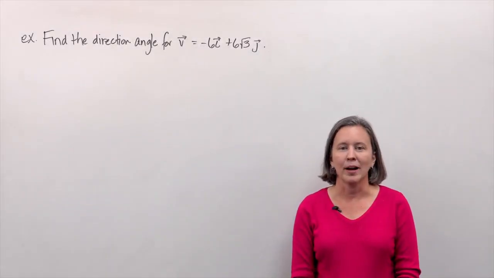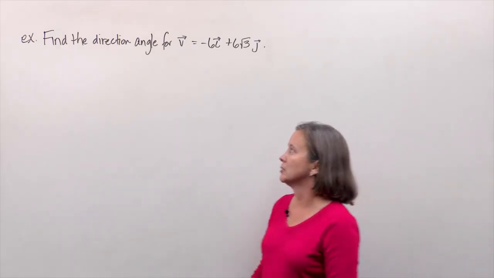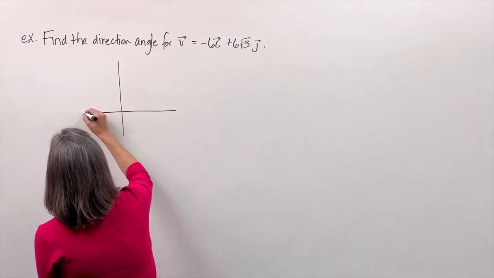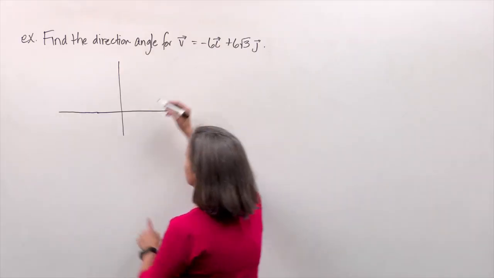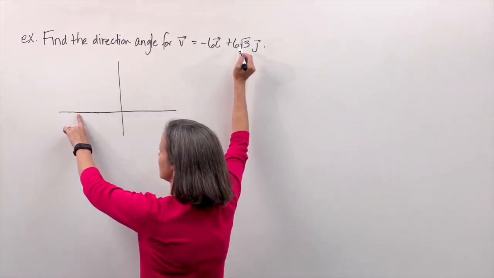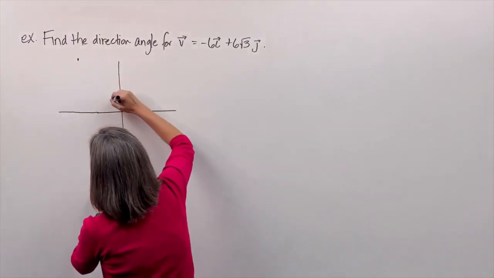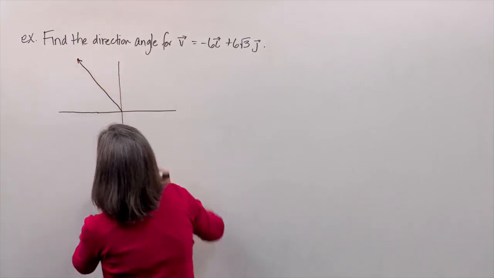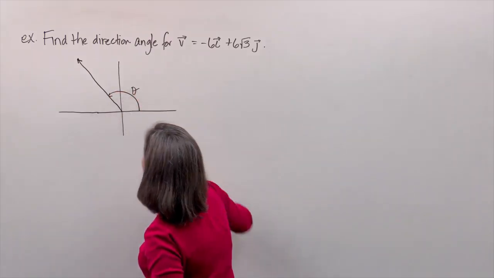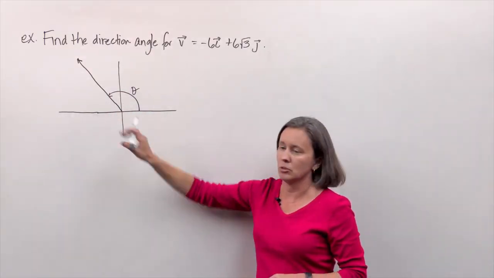In this example, we're asked to find the direction angle for this given vector. We'll start by drawing the vector in standard position. a is -6, so we go 6 units to the left. b is positive 6 square root of 3, so that is up 6 square root of 3 units. And then we draw our vector so that this is its terminal side. The direction angle theta will be this positive angle between the positive x-axis and our vector that was drawn in standard position.